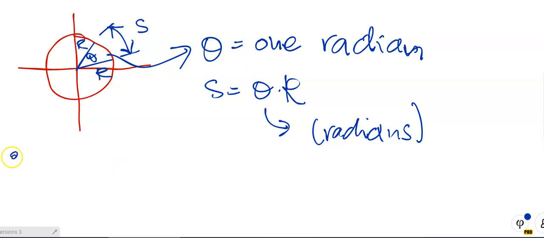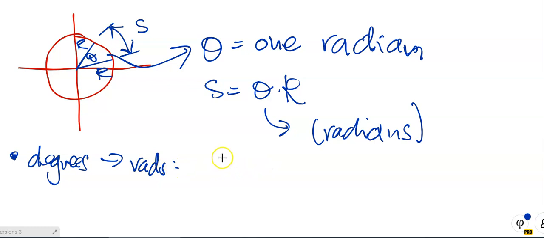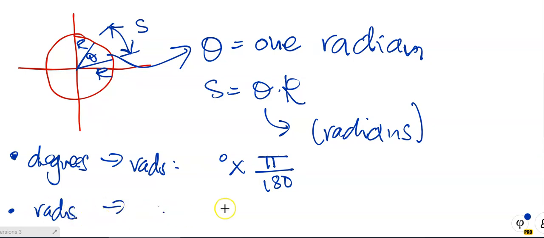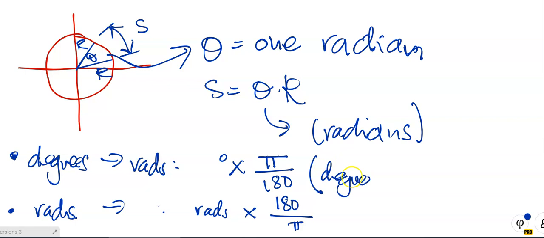So to convert from degrees to radians, you take your angle in degrees and you multiply it by pi over 180. If you have an angle that you need to convert from radians, radians for short, to degrees, you take your angle in radians and you multiply that by the inverse, by 180 over pi. And that will be degrees. That will be in radians. That's it.